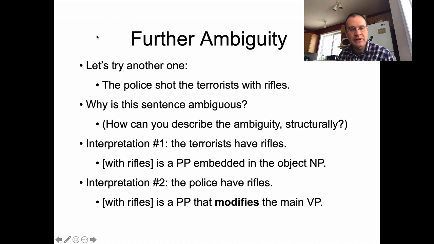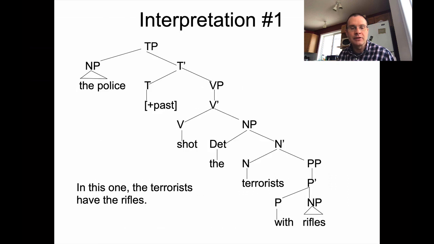In the other interpretation, we have a slightly different structure, and we're going to use slightly different terminology for it too. So here, with rifles is something that is modifying the verb shot rather than modifying the object of the sentence, the terrorists. So the police shot the terrorists with rifles. The police have the rifles. Who knows what the terrorists have? Maybe some plutonium. But in this case, with rifles is in the hands of the police, and they're using it to do the shooting. So that's a prepositional phrase, which we say is modifying that main verb phrase. So it's going to fit in slightly differently here than what we've seen before.